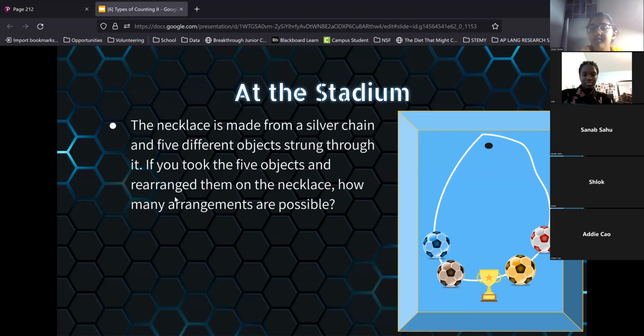Okay, and another problem. Your mission is basically to watch the match and make sure that this doesn't get stolen. The necklace is made from a silver chain, and 5 different objects are strung through it. As you can see, there's the blue soccer ball, the brownish grayish one, the yellow one, the reddish one, and then that middle one, the little trophy thing. So if you took 5 objects and rearranged them on the necklace, how many arrangements would be possible?